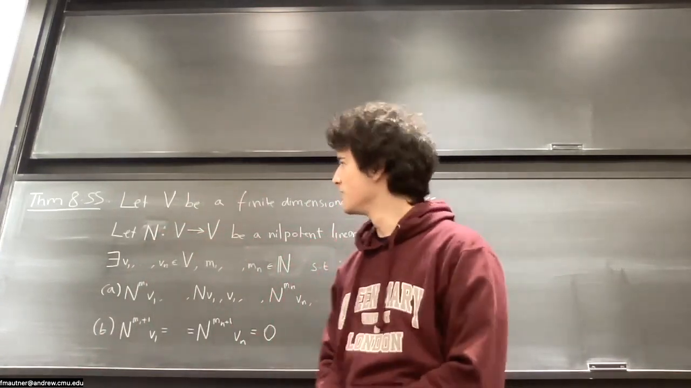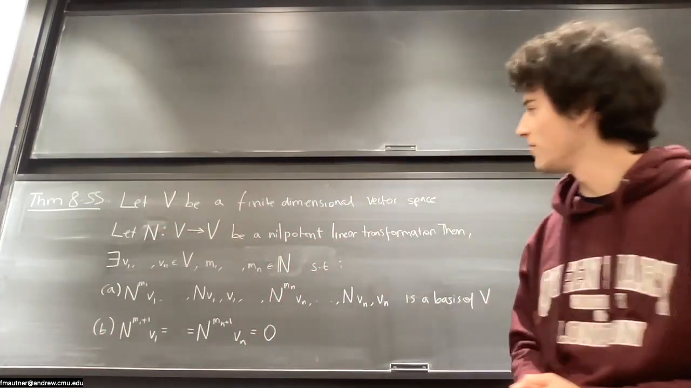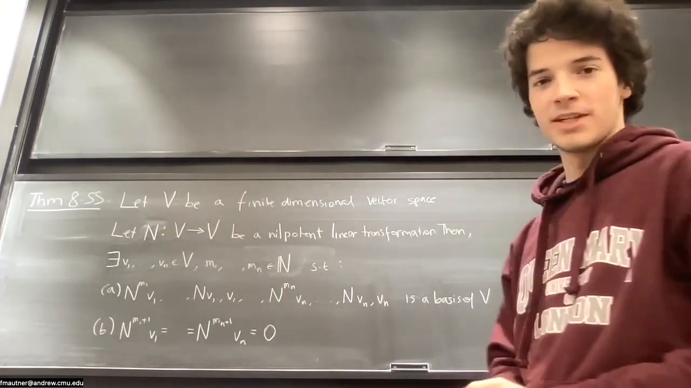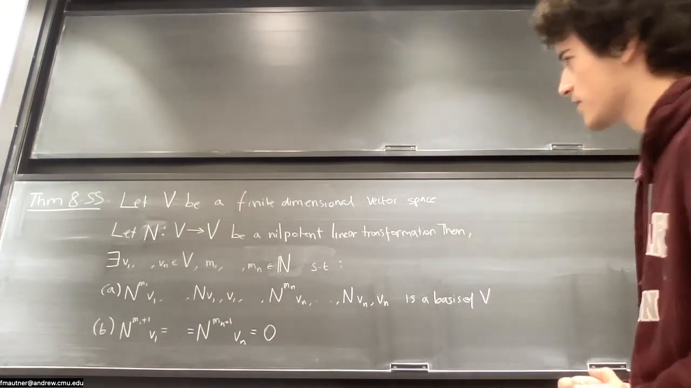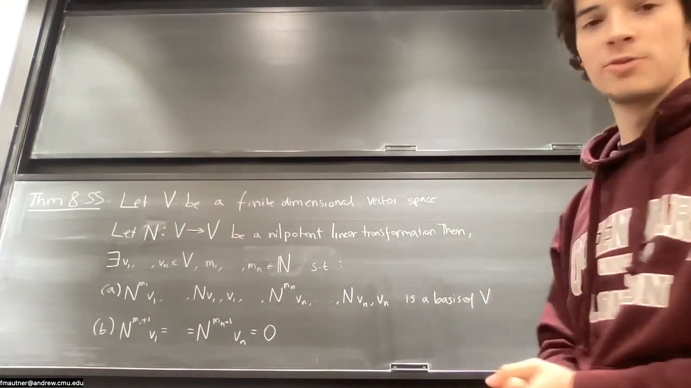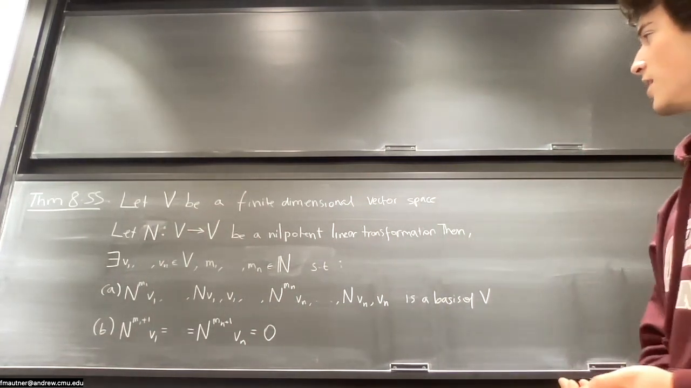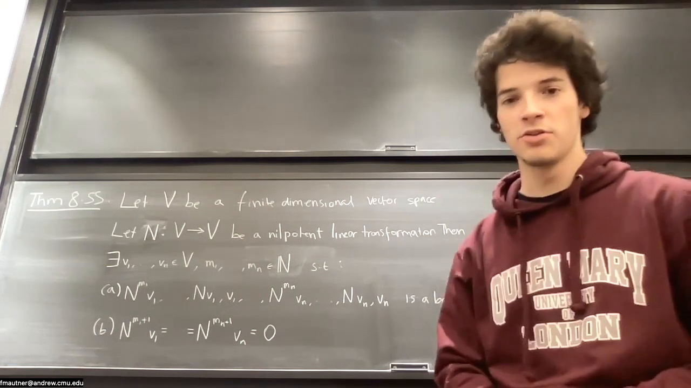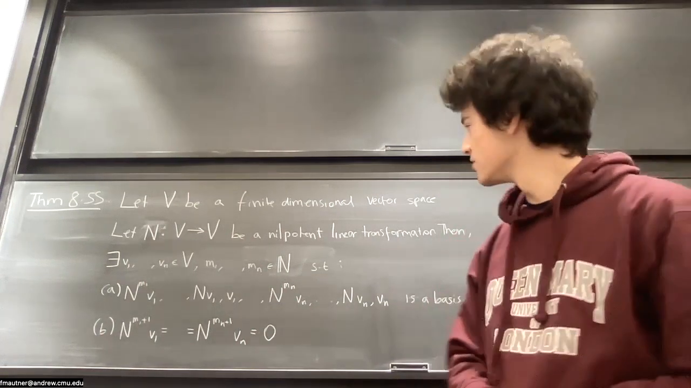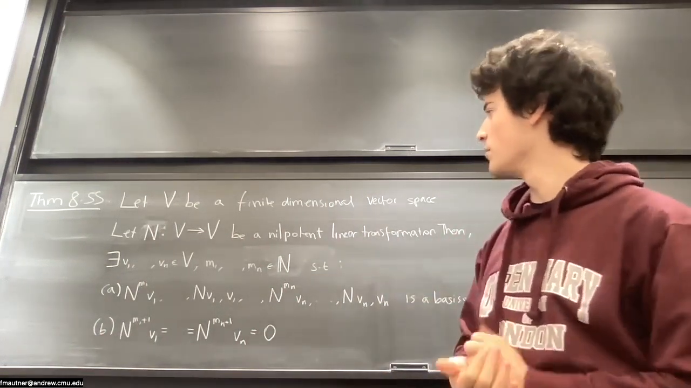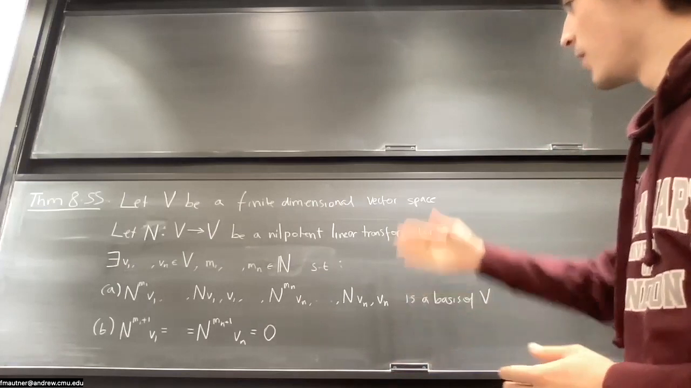Today we're going to be doing the proof for Theorem 855. So let's first read it out, see what it's saying. Let V be a finite dimensional vector space and N be a nilpotent linear transformation on V. Then we're saying that there exist vectors V1 through Vn and some scalars, or I should say non-negative integers, M1 through Mn, such that we have A and B.